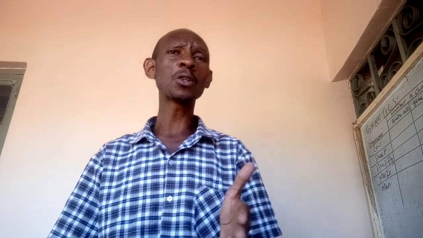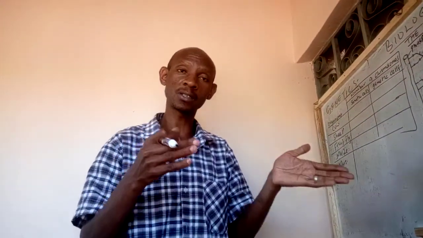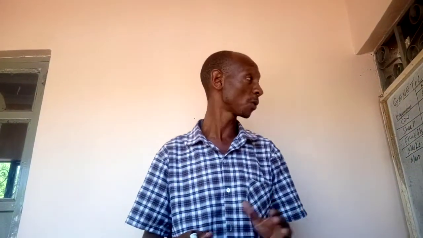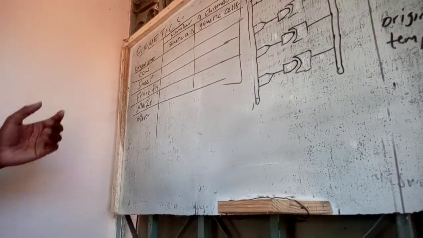Then I'm going to look at the various organisms, and I'm going to give the exact number of chromosomes found in the somatic cells, and also the number of chromosomes found in the gametic cells of different organisms. To start with, I'm going to start with the organism that is a cow.